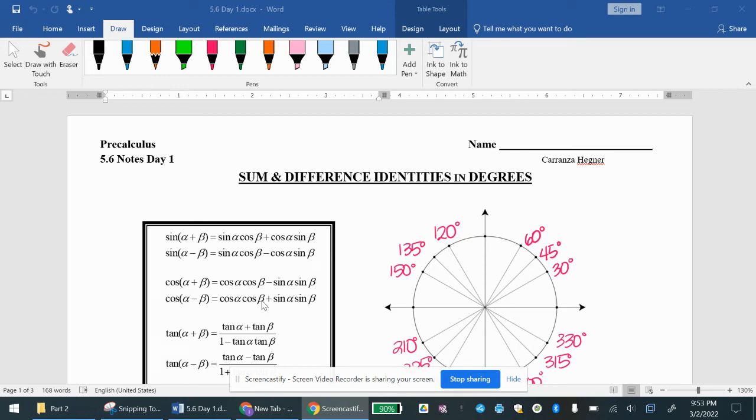Hey pre-calc students, today we're going to talk about the sum and difference identities in terms of degrees.